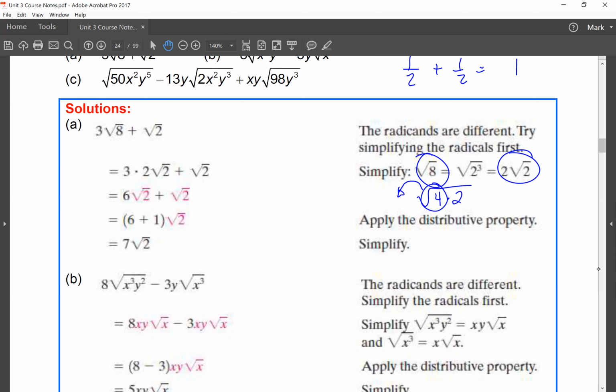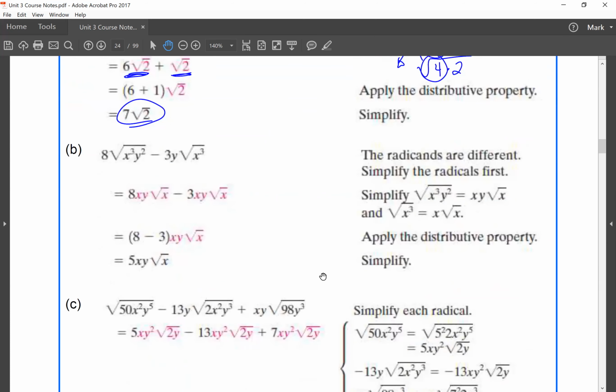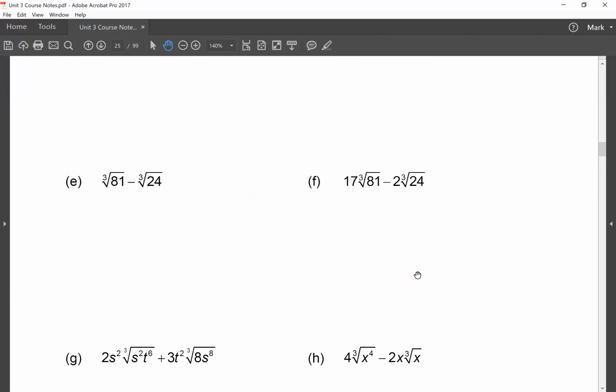And then I add them all together. So 6 root 2 plus 1 root 2 would be 7 root 2. Not too bad. For B and C, I'll go a little quick through them, because then I can do some with you.